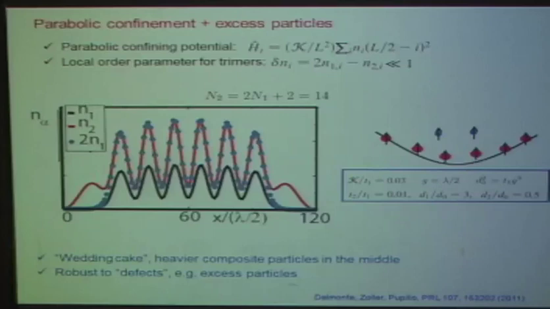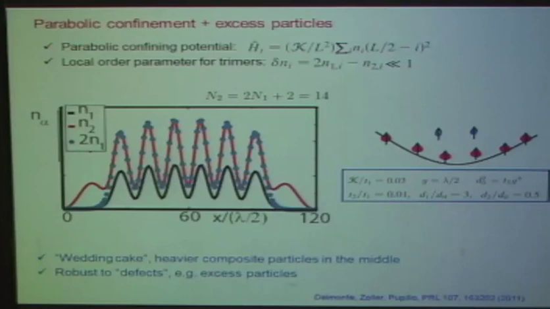This is quite interesting, because basically we have an underlying potential like this. And if you put, for example, a parabolic confinement and also some excess particles, because in an experiment, you cannot really control the number of particles here or here perfectly. So we decided that in one of the layers we have twice the population of the other layer, but we also add a few more particles. This is what you find if you look at the density profile.